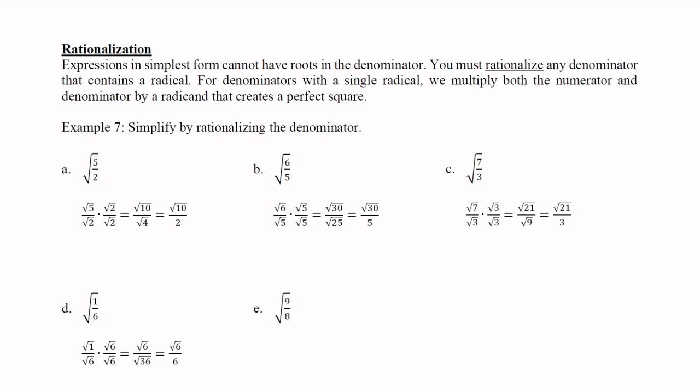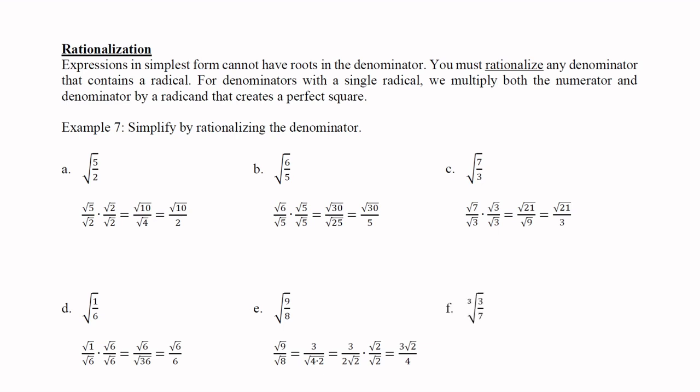For e, we have the square root of 9 over 8. So we can actually take the square root of 9 already and get 3. We can simplify the square root of 8 because it's the square root of 4 times 2, which gives us the 2 square root of 2 on the bottom, but we still have a radical in the bottom, so we have to get rid of it by multiplying the top and the bottom by the square root of 2, and so we end up with 3 square root of 2 over 4 once you finish simplifying the bottom.